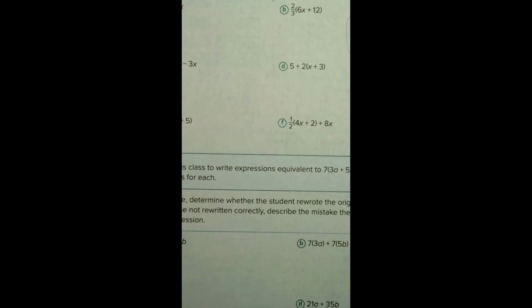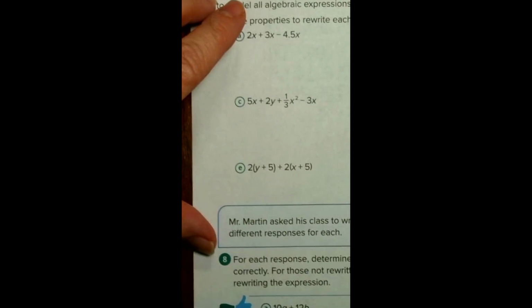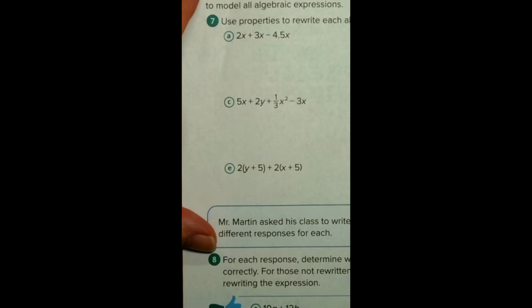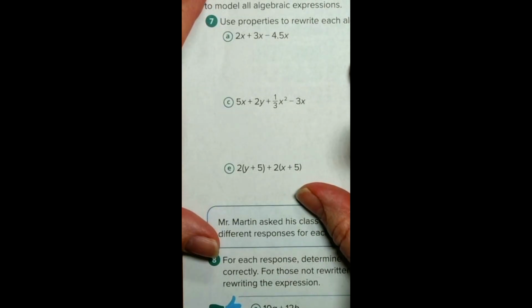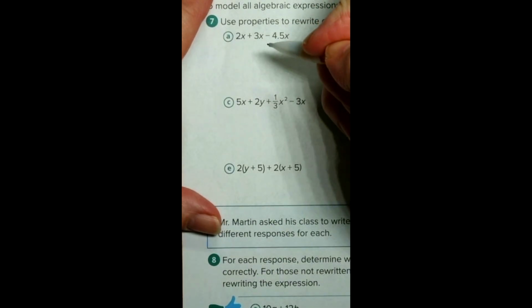Number 7 says use properties to rewrite each algebraic expression. Ask yourself, did I distribute the factor to each term in parentheses? So we need to remember to do that. I'm going to zoom in. I'm going to do this left side here first, and then I'll move over and do the right-hand side. So they don't give us a ton of room to write here, so you're going to have to write kind of small or get a piece of notebook paper.